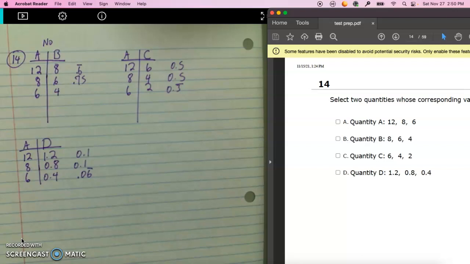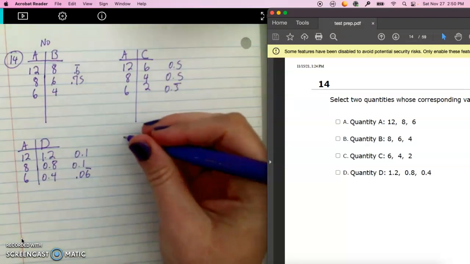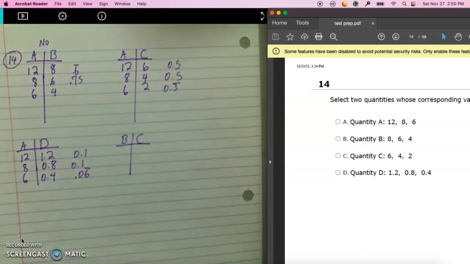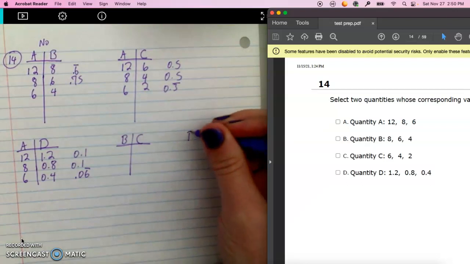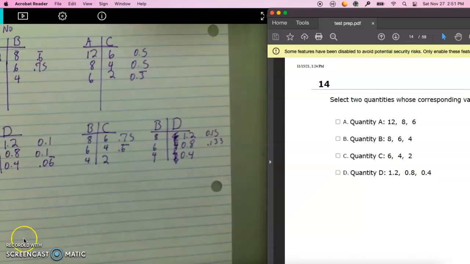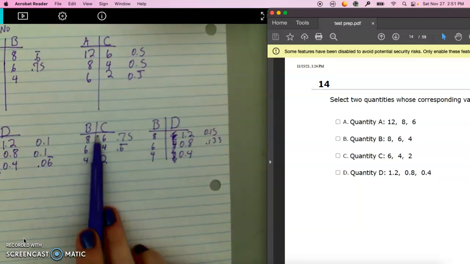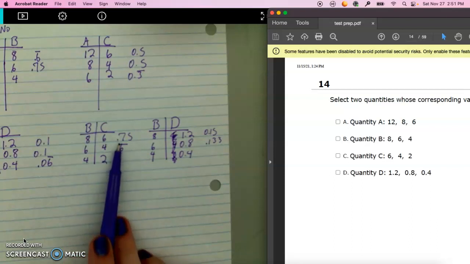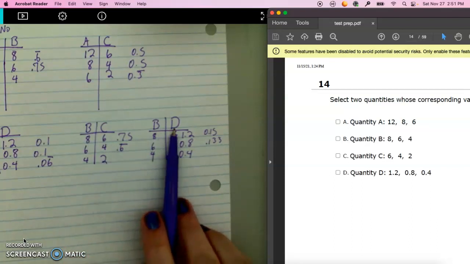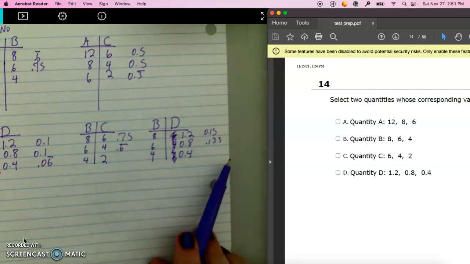Let's go ahead and check B. What we're going to do next is check if B and C are proportional, and B and D, are they proportional? Go. Okay, so I checked B and C together, and they are not proportional. I checked B and D together. They are not proportional. So we're going to move on to C.